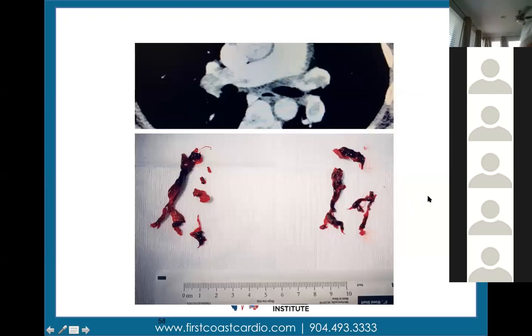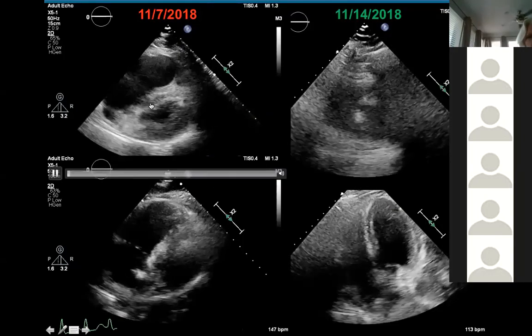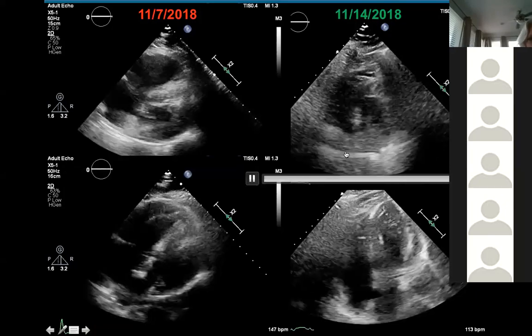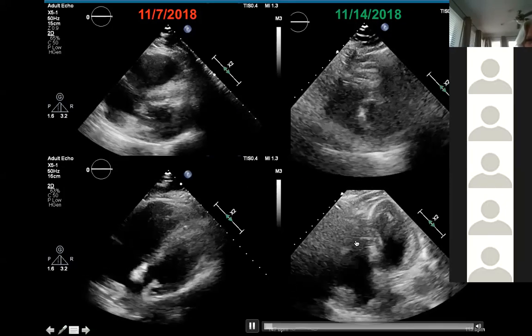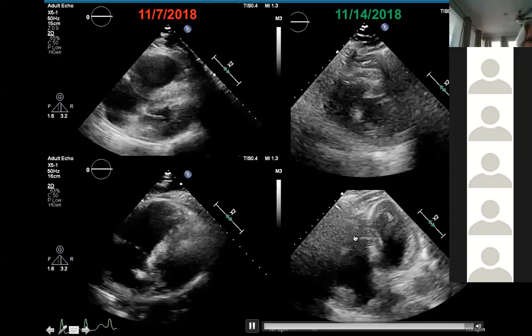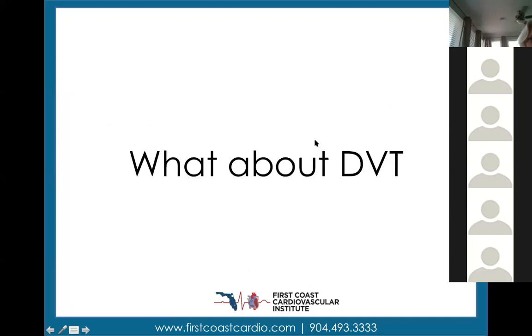Remember, when dealing with obstructive shock, the goal is not to clean up all the thrombus that is available. It's just to reduce the obstruction and unload the right ventricle and improve the hemodynamics. This patient was on ECMO regardless. A few days later, a week later actually, you see the LV is hyperdynamic here. The right ventricle has been decompressed and went back to normal. ECMO decannulated, and the patient was discharged home.